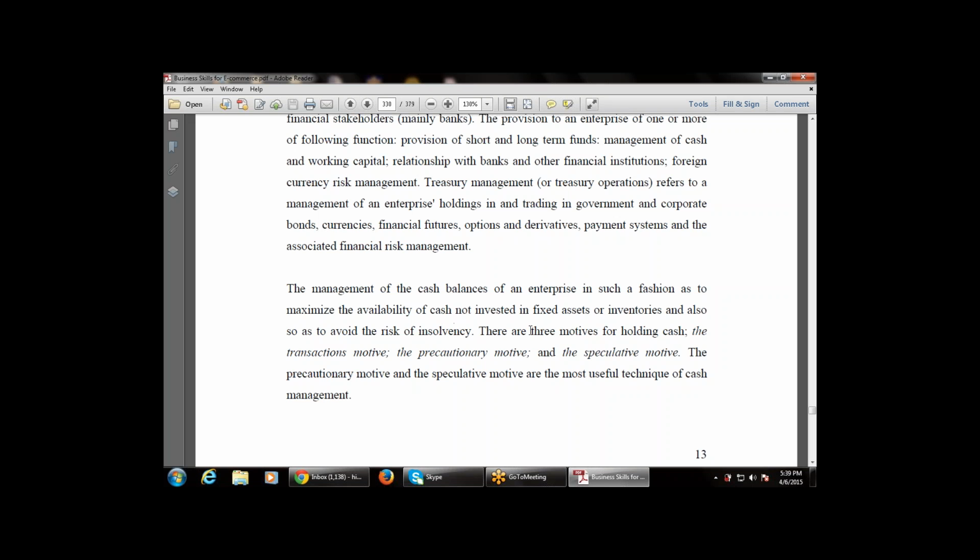There are three motives for holding cash. That is, there are three benefits of holding cash: the transaction motive, the precautionary motive, and the speculative motive.